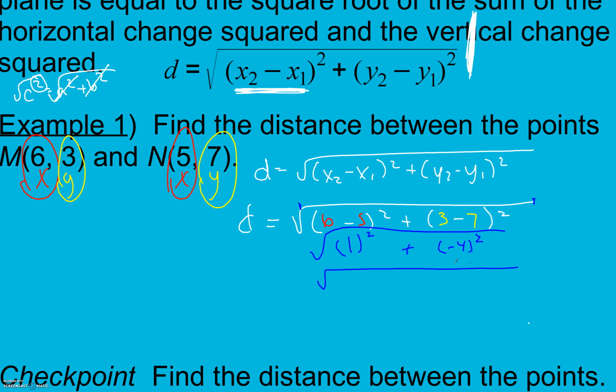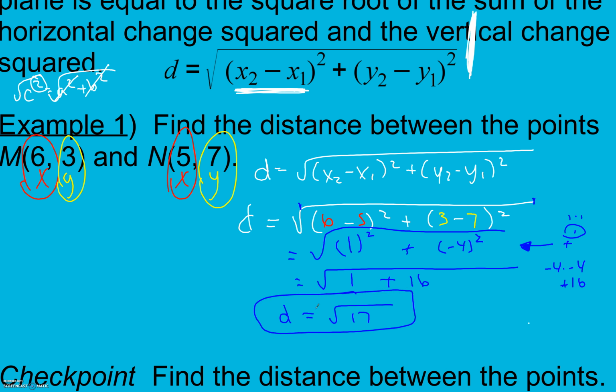Now, according to PEMDAS, we do our exponents. 1 squared is 1. Negative 4 squared is positive 16. Every time we square a number, guys, it's going to be positive because we're taking the same number times itself. So negative 4 times negative 4 gives me a positive 16. Just like a positive 1 times a positive 1 gave me a positive 1. And now we can finally add, and we get the square root of 17. So our distance here is the square root of 17.